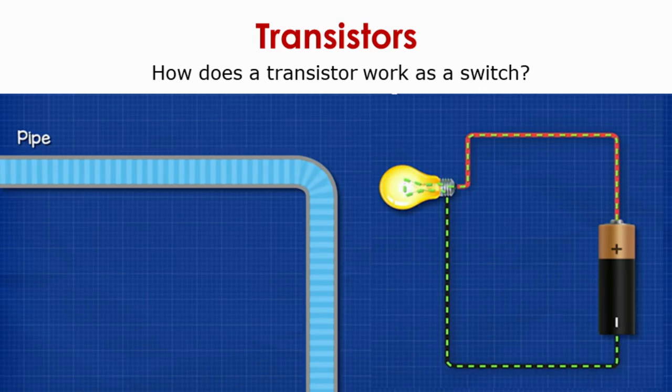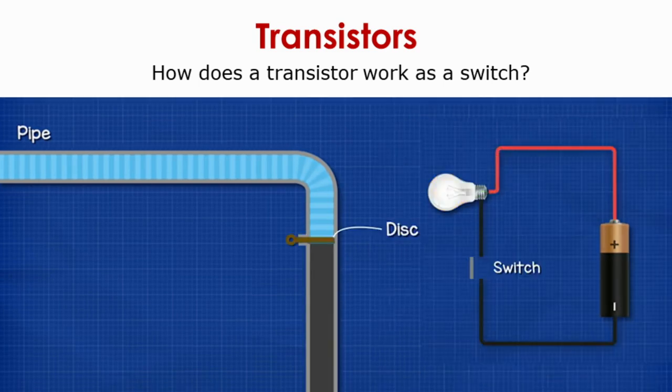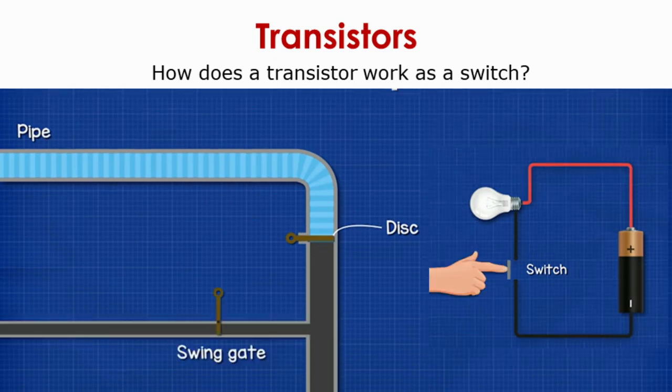Let's take an example of a pipe. Imagine there is a continuous flow of water from the pipe, like the continuous flow of electrons in the right hand side picture. There is no switch, so water is flowing, and similarly the current is also flowing. If you want to cut the water, you will put a disc. Similarly, if you want to cut the electrical flow, you will add a switch. So the switch works as a disc. In this case, somebody has to manually put the switch on and off.